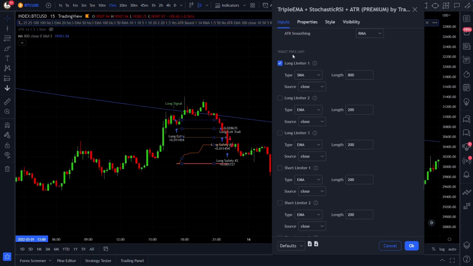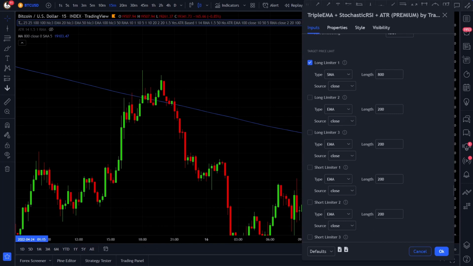Open up the script, scroll back to the target price limiter, and tick the first long limiter as we try to filter out long trades now. Set the type to SMA, which is the simple moving average, then set the length to 800, and leave the source as close. Back to the chart, you can see that the trade has been eliminated successfully. If you want to limit short trades, just scroll down and use the short limiters.